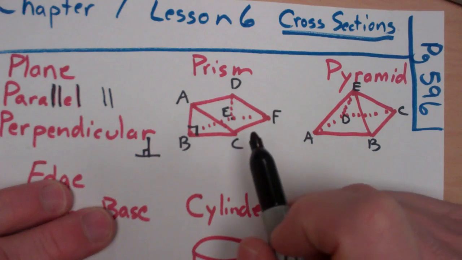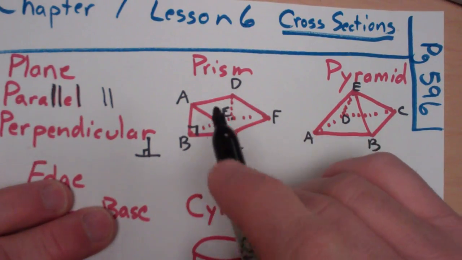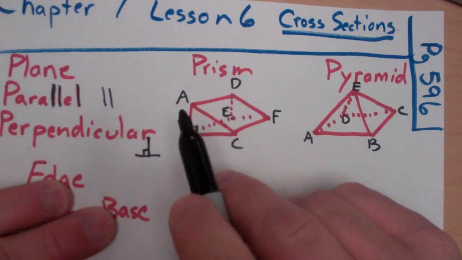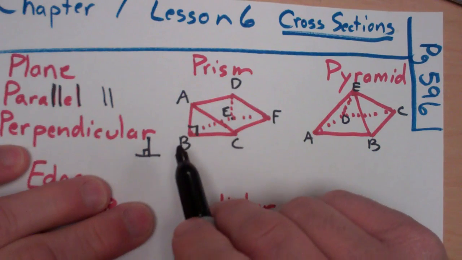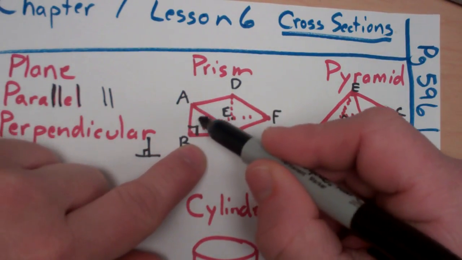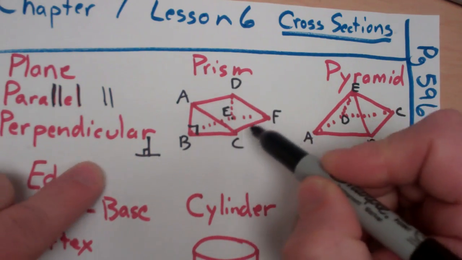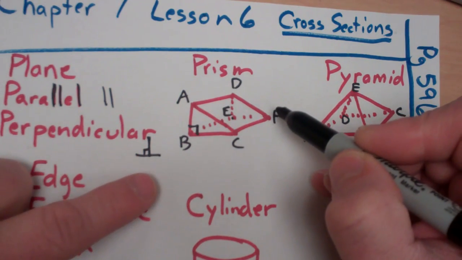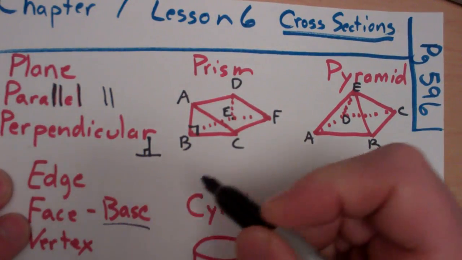The base has a very defined definition. I mean, it's very specific. So when I look at this, the bases are the congruent parallel sides when you're dealing with a prism. The only ones that are congruent and parallel are this triangle right up here, triangle ABC, and triangle DEF. They are congruent and they are parallel, and so those are what we call the bases.